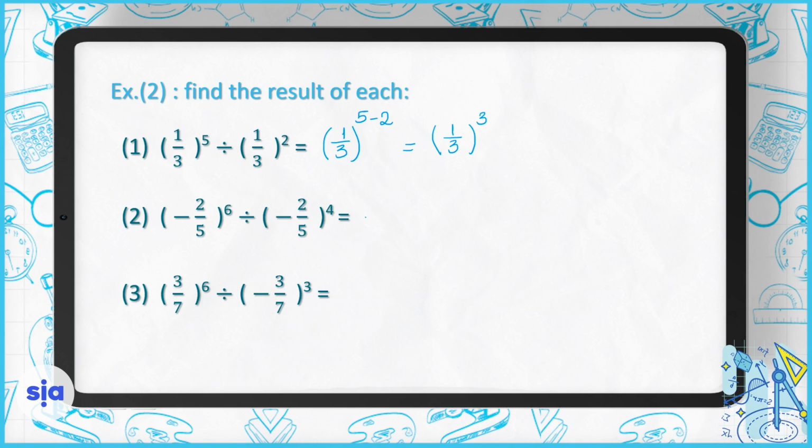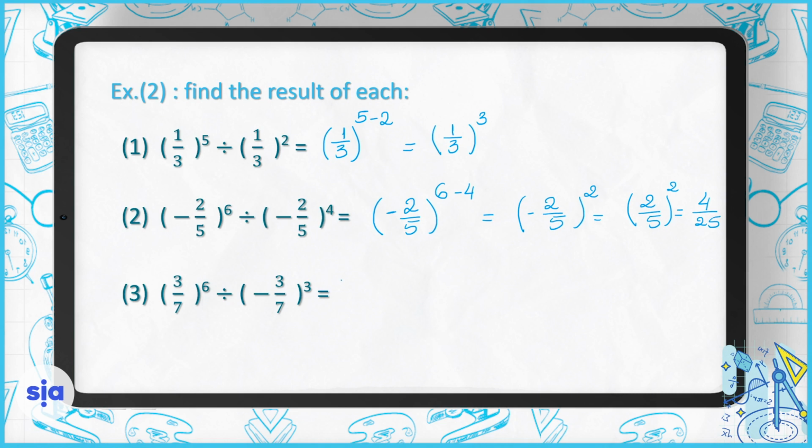Next one, they're having the same base, negative 2 over 5, all to the power of 6 minus 4, so it's negative 2 over 5, all to the power of 2. The even power eats the negative, so it will be 2 over 5 to the power of 2. If you want to simplify it more, it's 4 over 25.